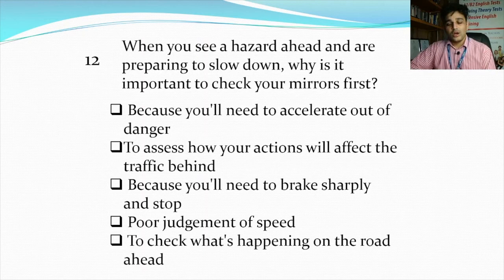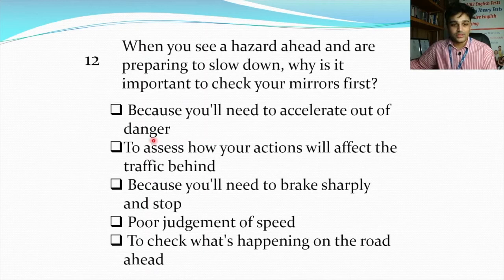Alertness, really, so you can see how your actions are affecting people behind you. Because you'll need to accelerate out of danger? Look, you're not Fast and Furious. I don't care what you say. You're not robbing a bank. You don't need to get into that Mini and start doing the Italian Job. You don't need to accelerate out of danger. Please understand these are bad answers and don't use them. Okay, so the first one we're going to throw in the bin.